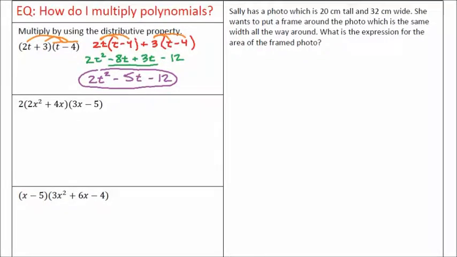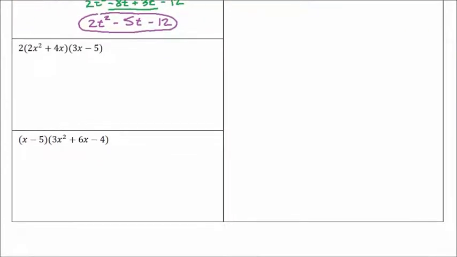Take a look at the next one. It takes a little bit longer to do this one. Now in this case, you've got a monomial times a binomial times a binomial. You can't do this all at one time, so don't try. You need to break this up into two steps. First, we're going to multiply the monomial times the first binomial. Then we'll take that answer and we'll multiply it times the second binomial. So let's do that in steps.